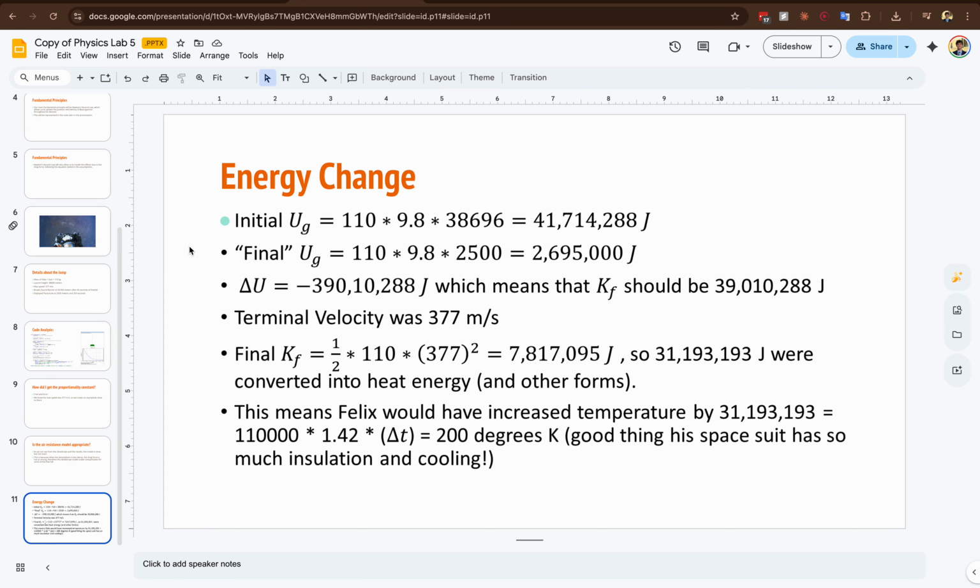I also analyzed the thermodynamics of the jump. Using the energy principle, the initial potential energy was 41.7 million joules, and his potential energy at parachute deployment was 2.7 million. So there's a change in potential energy of about negative 39 million joules. At his terminal velocity of 377 meters per second, his final kinetic energy was 7.8 million joules, and the missing mechanical energy, over 31 million joules, was converted into thermal energy. So he increased temperature by about 200 degrees Kelvin.